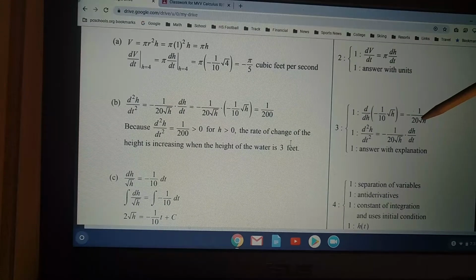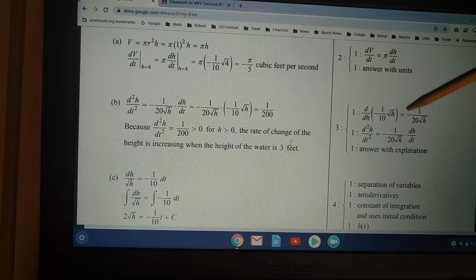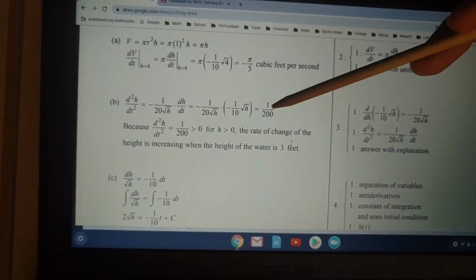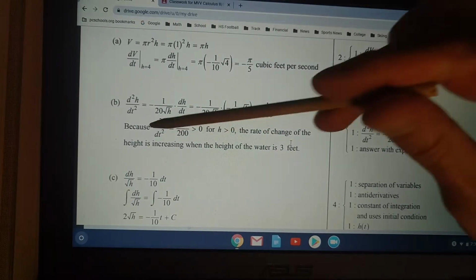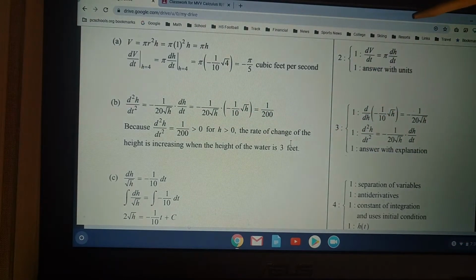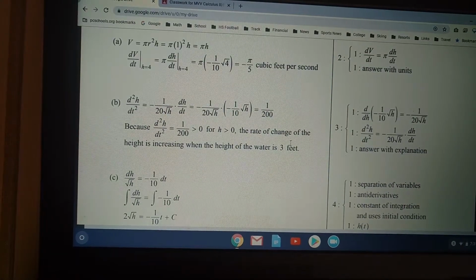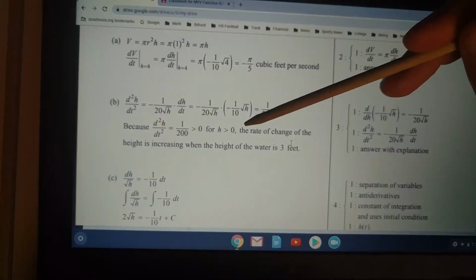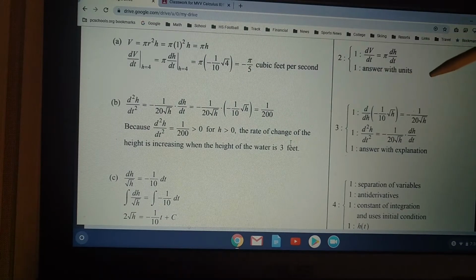Then if you took the correct derivative with respect to t, you would get this with your factor of dh/dt in there. And finally, your answer with its explanation: when you plug in, you get 1 over 200, which is bigger than 0. Therefore, the rate of change of the height must be increasing.